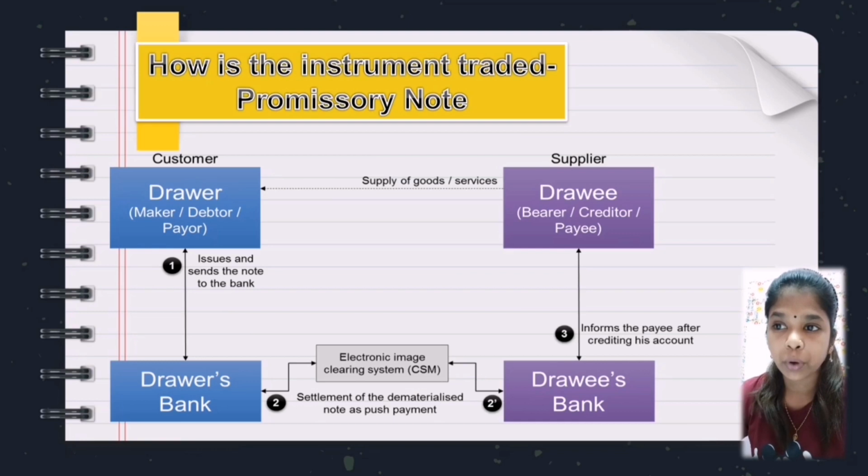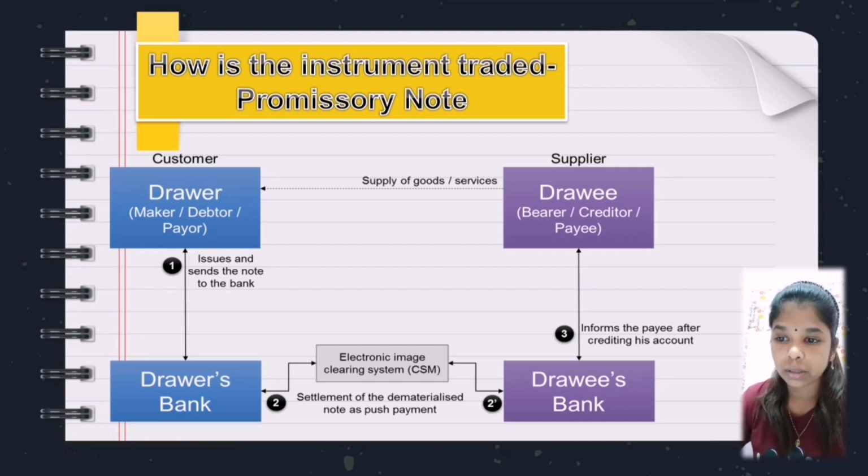For the promissory note, in the first step, the drawer will issue and send the note to the bank, and the drawer's bank will settle the dematerialized note as a push payment. The drawer's bank will inform the payee after crediting his account, and the payee will supply the goods and services to the drawer, which is the customer.